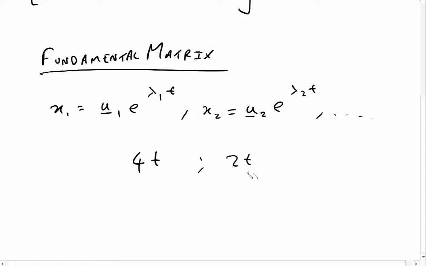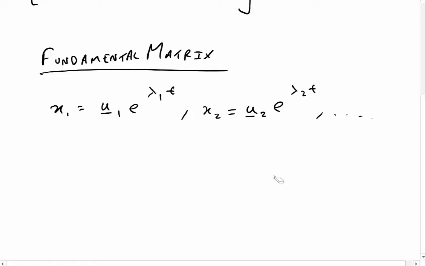Again, perhaps a slightly contrived example. An example of linearly independent solutions would be, say, if I had a solution cos t and 4t. I can't write 4t in terms of cos t, and I can't write cos t in terms of 4t.